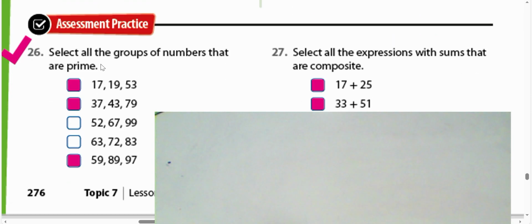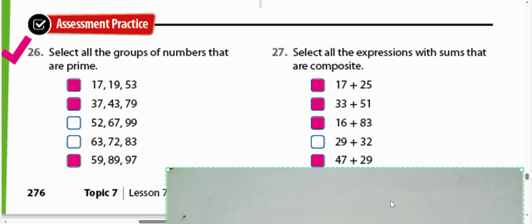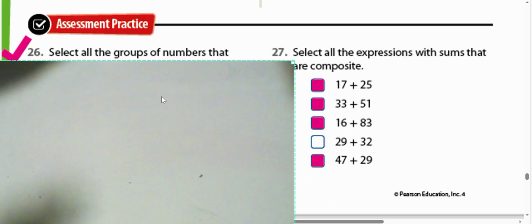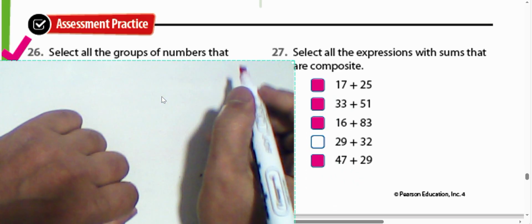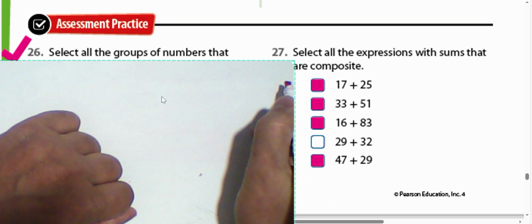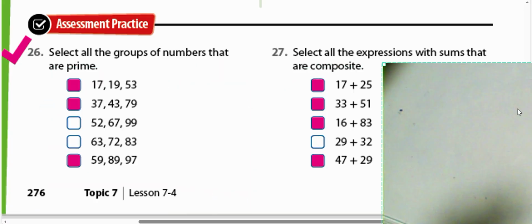Assessment practice. Select the groups that are prime numbers: 17, 19, 53, 37, 43, 97, 59, 89, 97. Select all the expressions with sums that are composite. We have 17 plus 25. We can add them together to find the answer. Okay, we know the sum of them here.